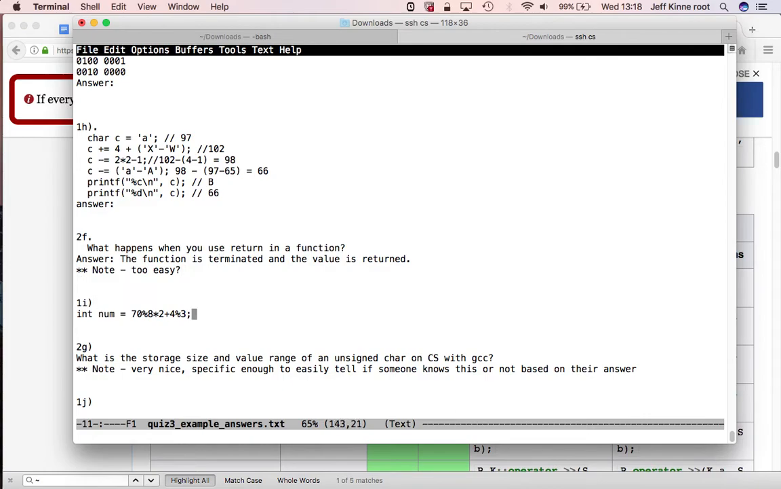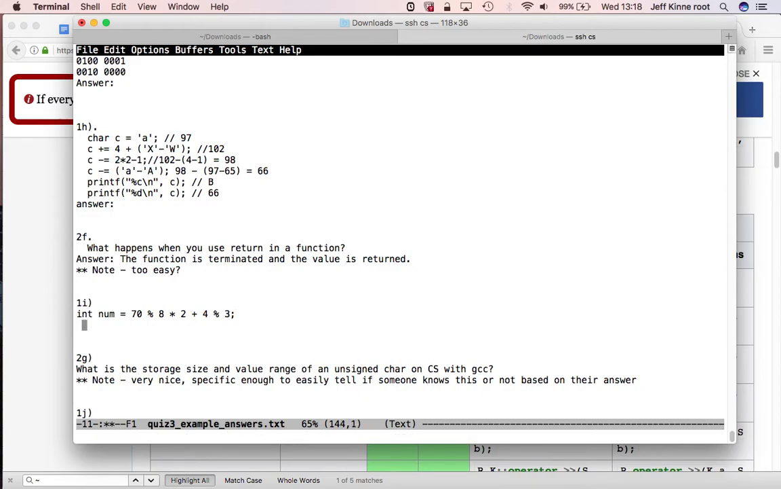Okay, let's look at this one. So here we do the operations left to right with multiplication and division first. So 70 mod 8, that is 4.